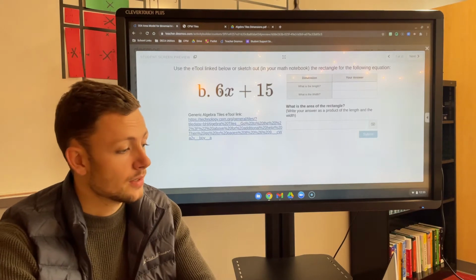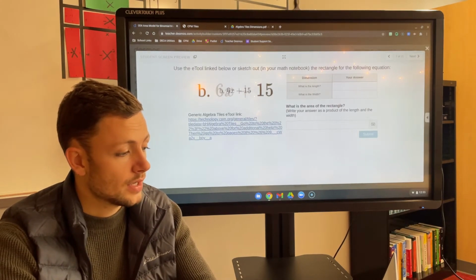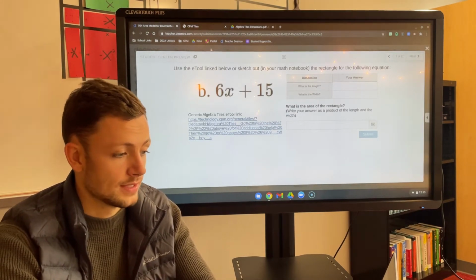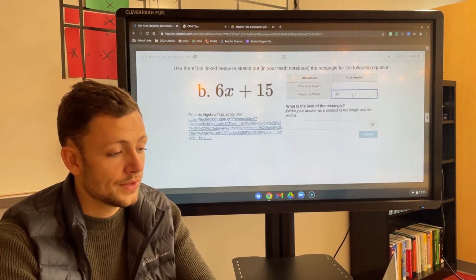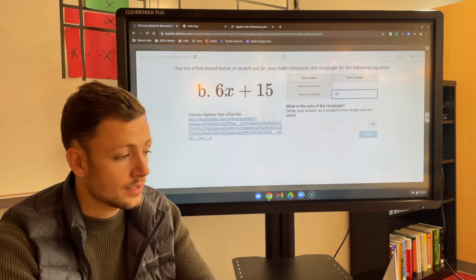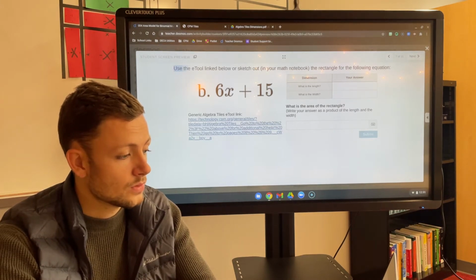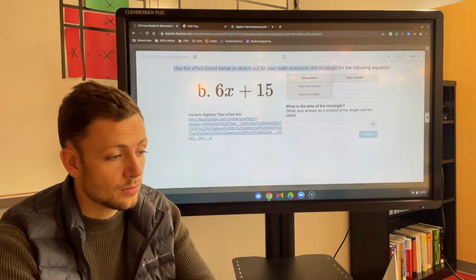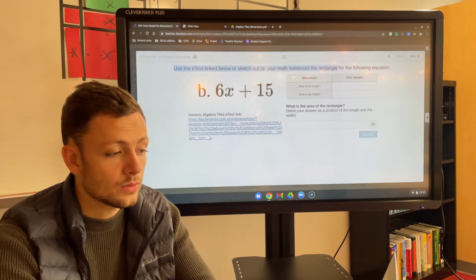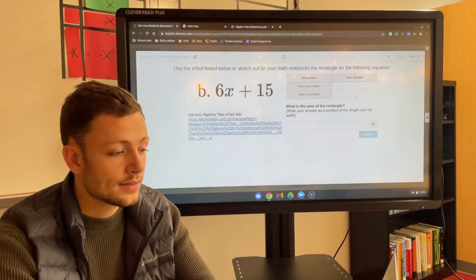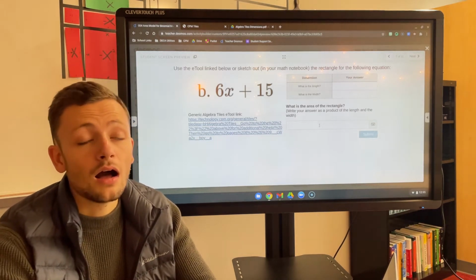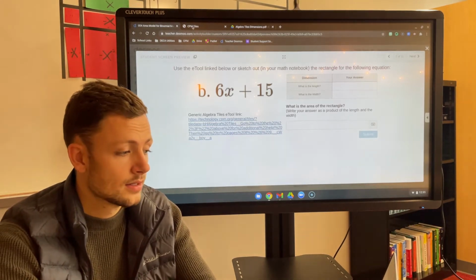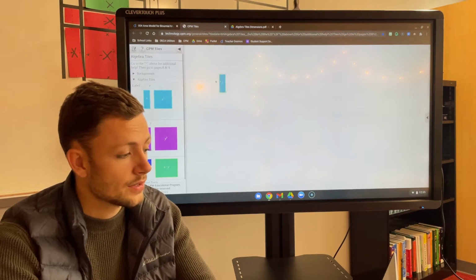My expression here says that we have 6x plus 15. And then it looks like I need to fill in my table for the length and the width of the rectangle that I create, because using the e-tool linked below, or in our notebook, we need to sketch out the rectangle for the following equation. But we need the length and the width, and then the area of the rectangle as a product of the length and the width.